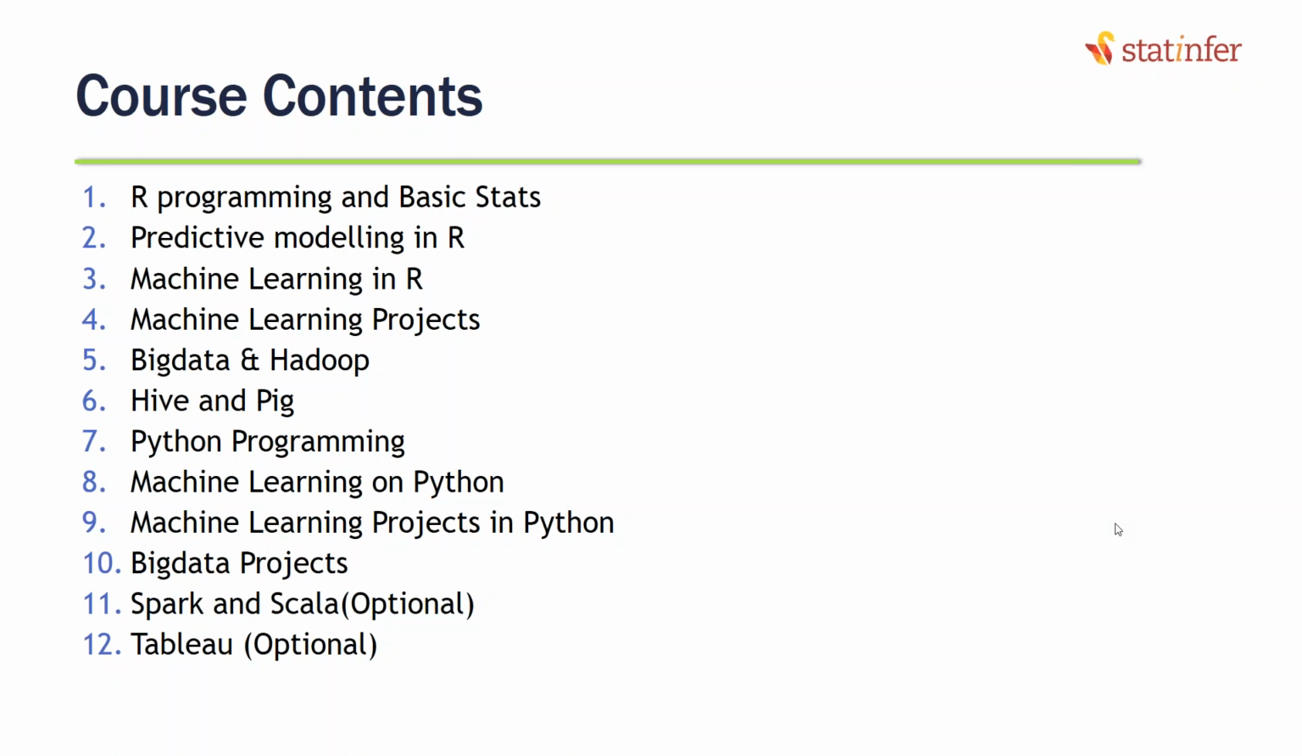And then we'll start with machine learning. Once we are done with predictive modeling, we'll go to neural networks, SVM, random forests. Then machine learning projects. We will take some real image data and try to see how to classify images, or we will take some really huge retail data and try to use machine learning techniques to solve them. Then I'll give a very brief introduction to big data.